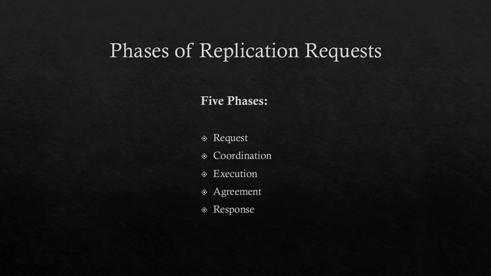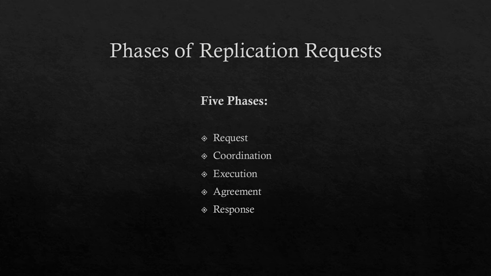Your phases of replication requests. There's actually 5 phases. You have request, which is basically where the front end sends a request to the replication managers. After this, they go into the next section, which is coordination. This is where the replication managers coordinate to basically process the request that was asked of them.